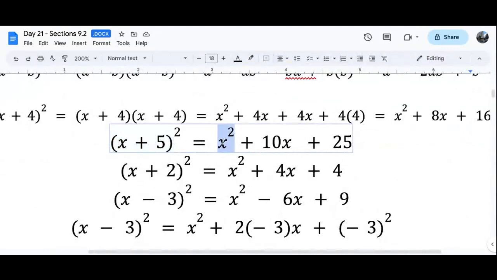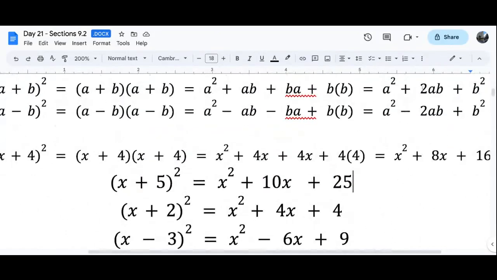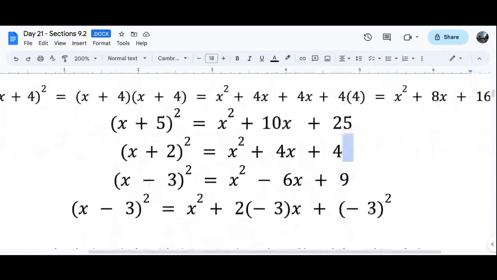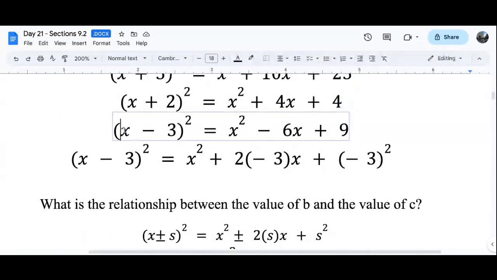X plus 5 squared, that's x squared plus 10x plus 25. Right, we see 2ab here. You see this multiplied by 2, 2ab. 2 times x times 5, that's 10x. A squared is x squared, b squared is 5 squared, 25. And x minus 3 squared: x squared, 3 squared, and 2 times x times minus 3, that's minus 6x.